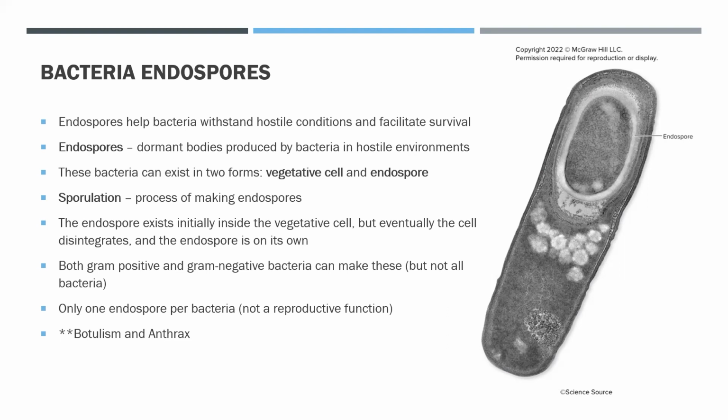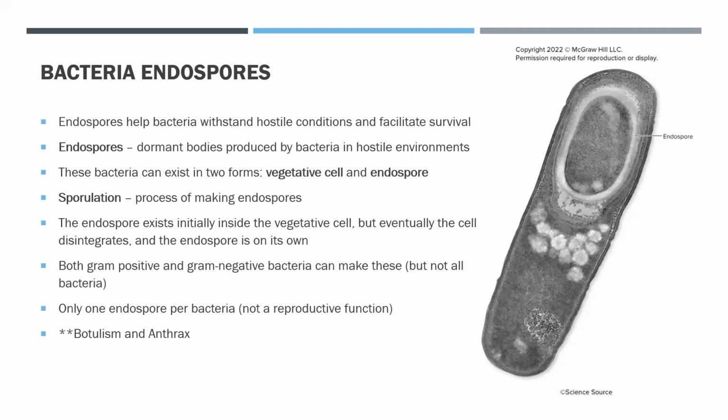Bacteria can exist in two forms. So we have a vegetative cell, which would be the regular everyday cell that's doing its metabolism and dividing. And then we have the endospore, which is the dormant seed that we've saved for later. Sporulation is the process of making endospores.